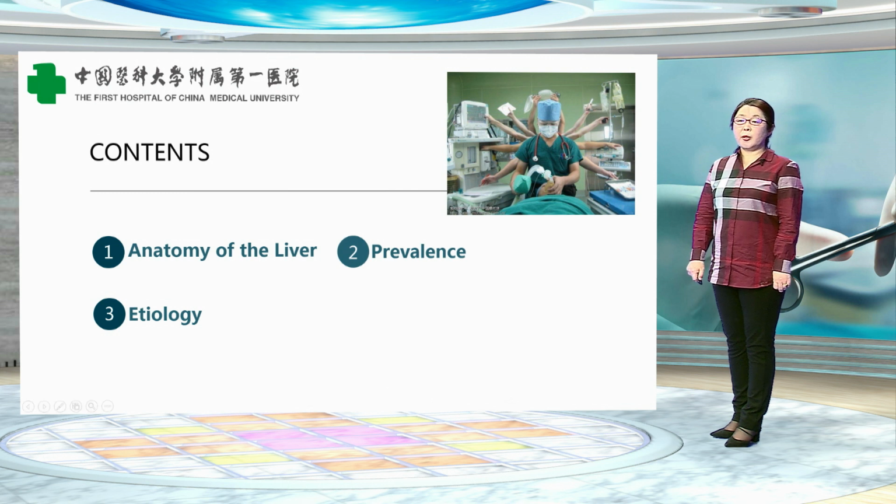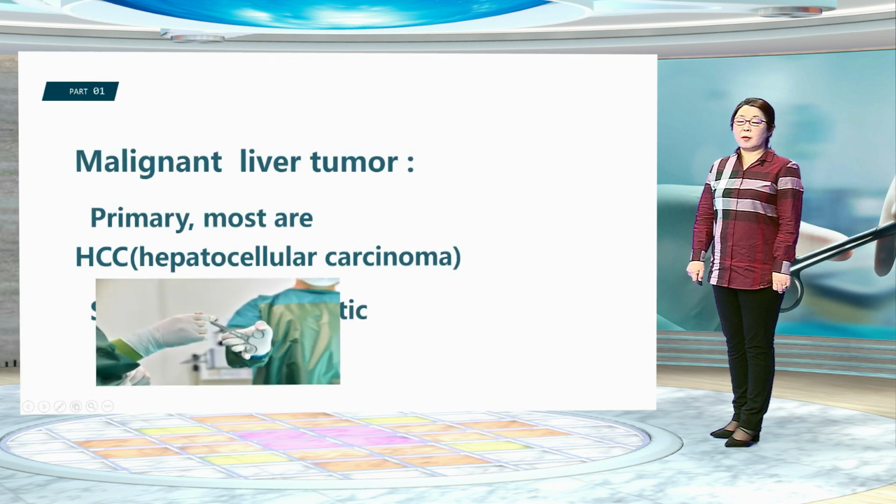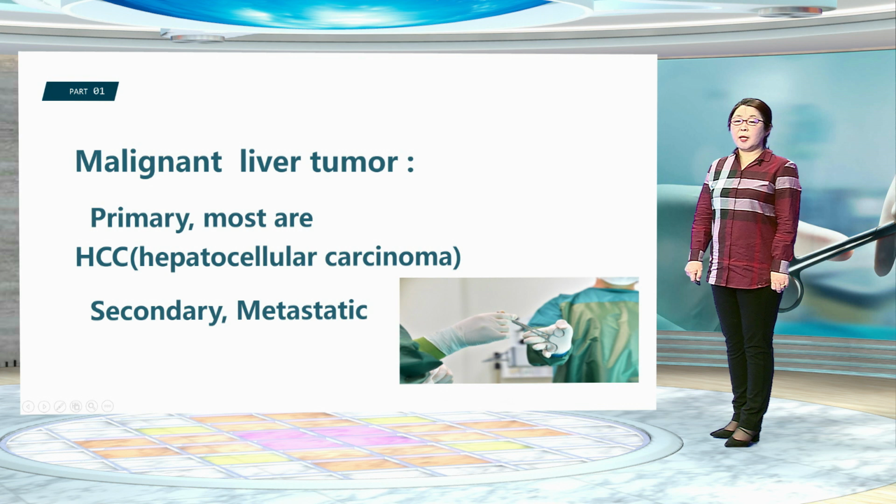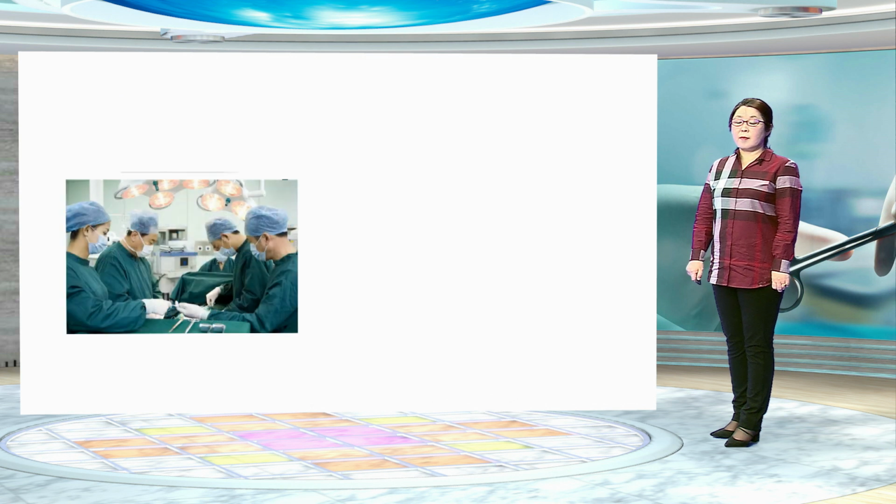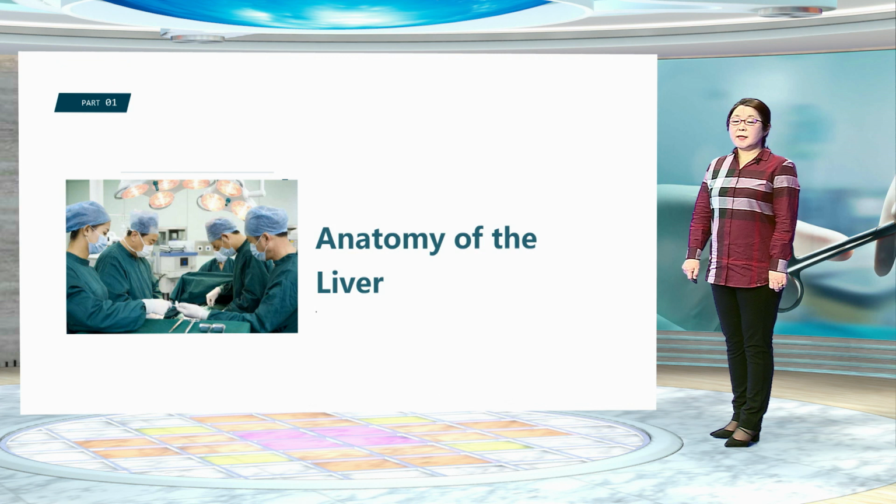First, malignant liver tumor includes primary liver tumor and secondary liver tumor. Most primary liver tumors are HCC, hepatocellular carcinoma. Then we studied the anatomy of the liver.